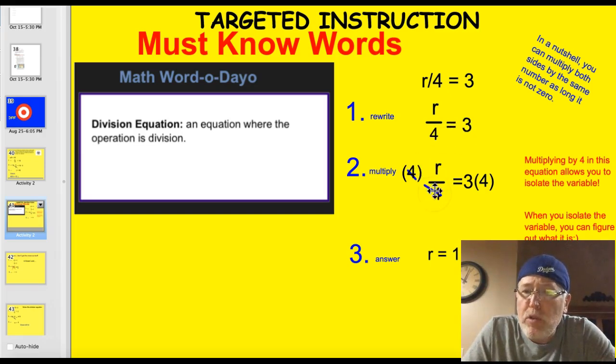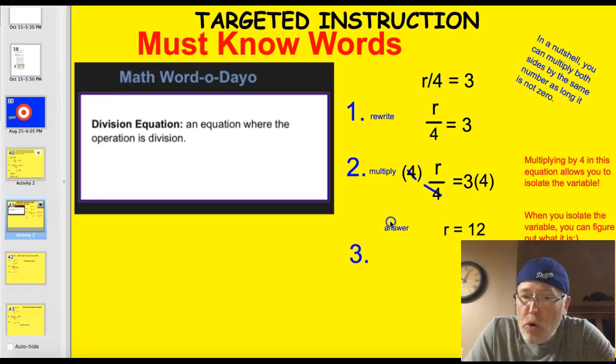We're going to multiply both sides by 4. We've got to get rid of this 4, so we multiply by 4. The opposite of dividing by 4 is multiplying by 4. So those guys cross off. We're left over on this side with 3 times 4. R equals 12. I can move this guy up here so that my equal signs line up perfectly.